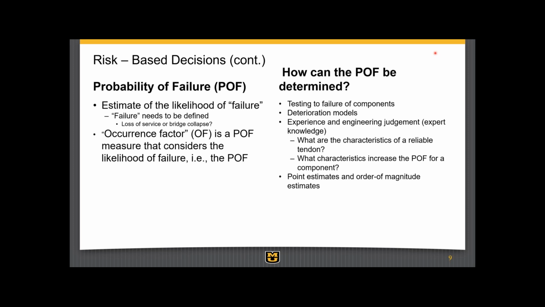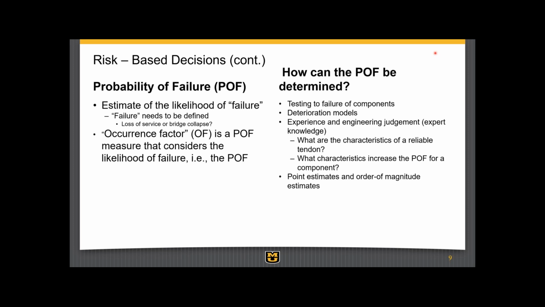How could you determine the probability of failure? Well, if you were making widgets for a living and you could test 10,000 widgets and get a time to failure for a widget, that would make it easy, right? You could test the failure components and know exactly what their life is. That's not really practical in civil engineering. In most cases, we don't have tests for all these things. A lot of different systems are working together. You could use deterioration models if you have good quantitative data from the past. Or you might have to rely on experience in engineering judgment or expert knowledge.